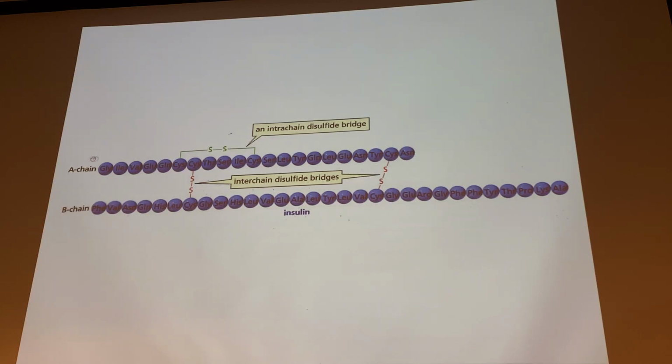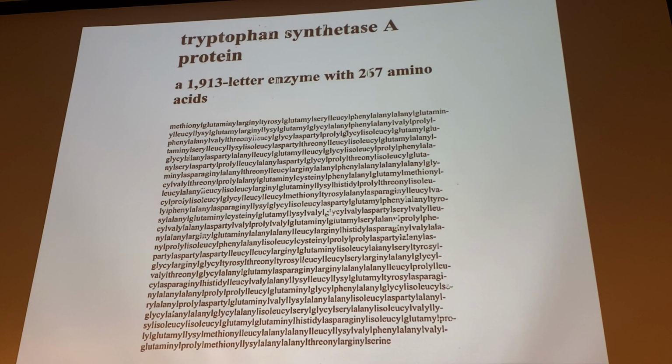Okay, so the alpha helices and beta sheets, and the disulfides are part of the tertiary. I'm sorry, the tertiary fold is where the disulfides come in. The alpha helices and beta sheets are secondary domain elements, right? Okay, so here's the problem. Here's an enzyme, tryptophan synthetase A. It's a protein, and what does it make? It makes tryptophan.